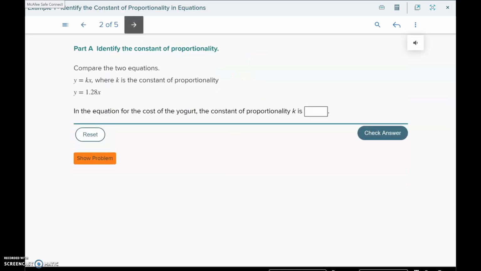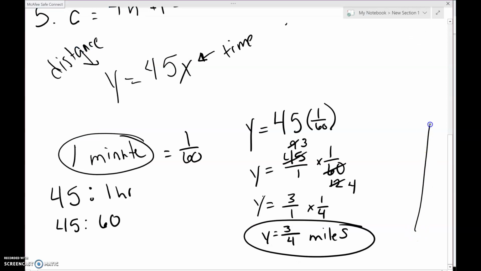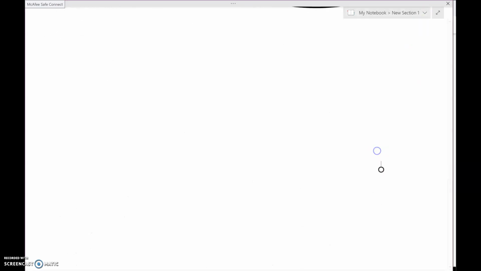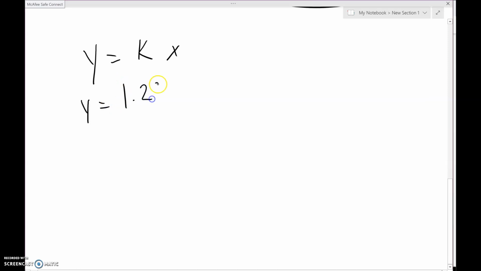All right, so it says compare the two equations. y equals kx, where k is the constant of proportionality, and y equals 1.28x. So we're going to scroll down. So we know y equals kx. I'm writing it spaced out a little bit because now our equation says y equals 1.28x. Well, we see our y's lined up. So 1.28 must be our k because our x's are lined up.